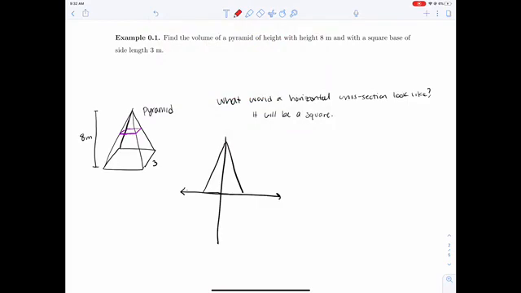Since the base has length 3, because it's a square base of length 3, then if we center it, the endpoints of this base, or the edges of this triangle, will be at x equal to 3/2 and x equal to negative 3/2. We know since it has height 8, the top is at 8 if we're putting it on the y-axis. So we want to know at any point y, what is this distance here?